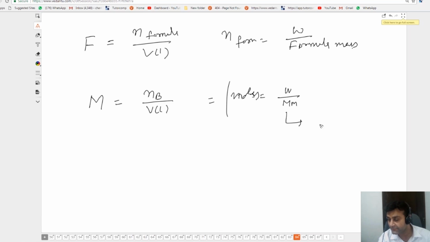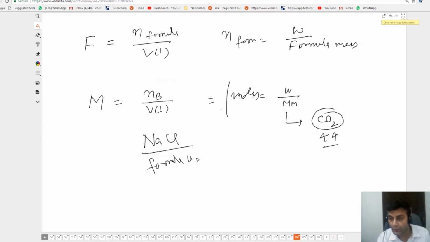Do you know what is molecular mass? Suppose I ask you what is the molecular mass of carbon dioxide, then you will say it is 44 grams per mole, because it exists as a molecule. Does NaCl exist as a molecule? Yes or no? Make it very clear. No, Arjit says no. Then in which form does it exist? If it is not a molecule, then what is this? It's an ionic compound. It's a formula unit.